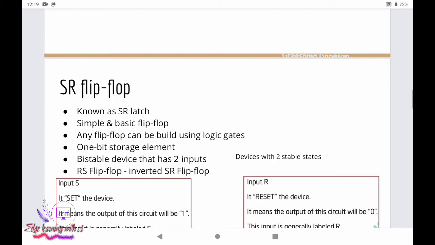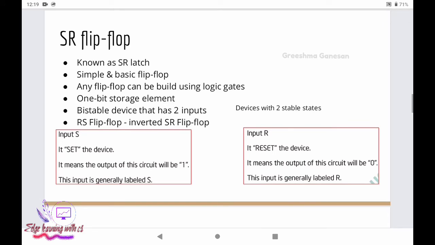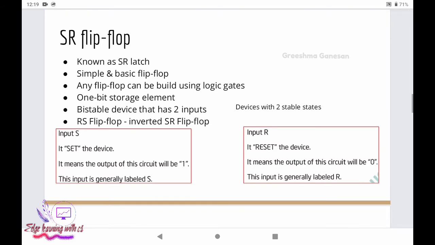What do you mean by bistable? Bistable devices are devices with 2 stable states, and they have 2 inputs. What are the inputs? You can see in the red box 2 data inputs are there. The first is input S. It sets the device, or makes the device ready for some process.